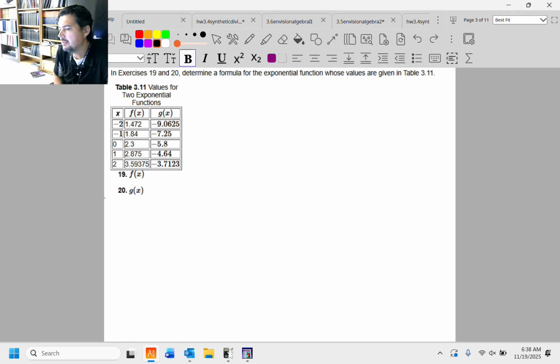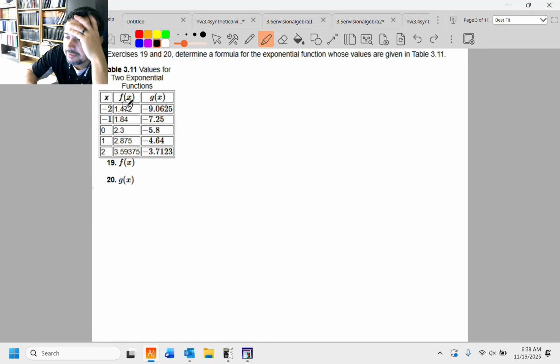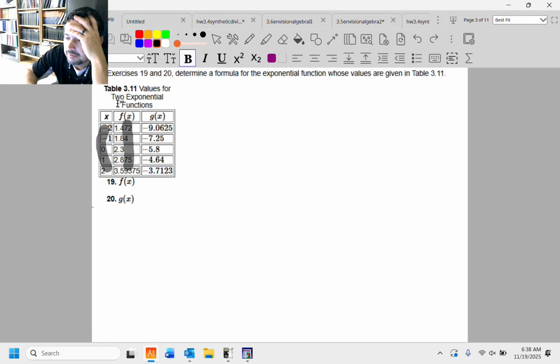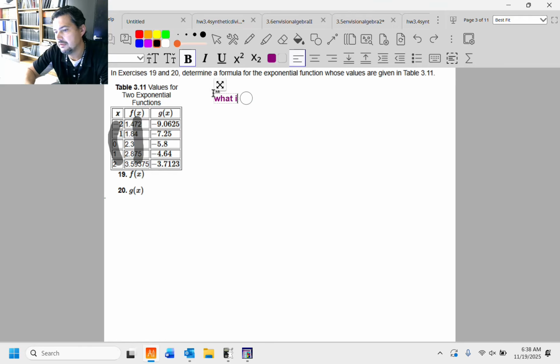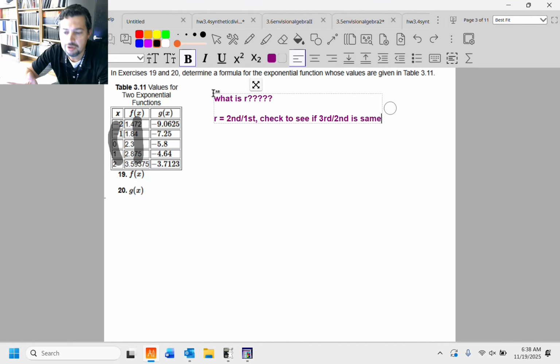All right, in 19 and 20, determine a formula for the exponential function whose values are given in the table. So I'm just going to do 19, which is about f of x. What I'm interested in is figuring out what r is. That's my big thing. If I want r, I just take the second and divide it by the first, and I check to see if the third over the second is the same. And it should be, because it's supposed to be exponential. It's supposed to be about having a common ratio.